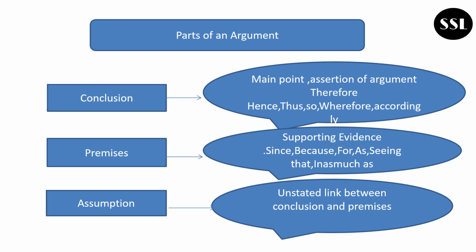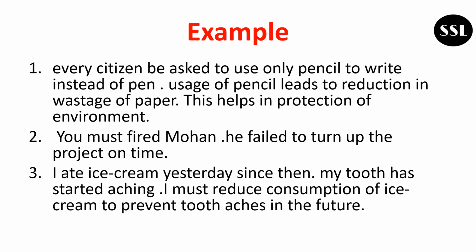Our example is: today is Sunday, yesterday was Saturday. Here, today is Sunday is the conclusion, and yesterday was Saturday is the premise that gives the evidence for today is Sunday. Assumption may be we all are at home. This may be one of the possible assumptions. Let's take some more examples to understand these 3 components of the given argument.